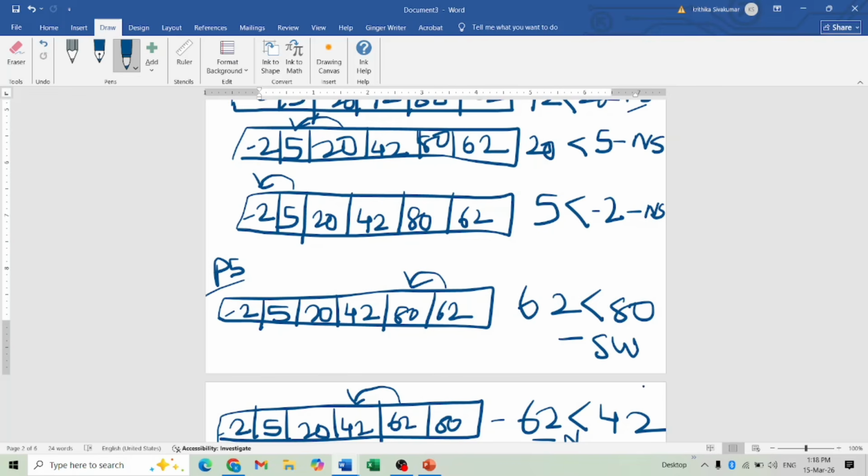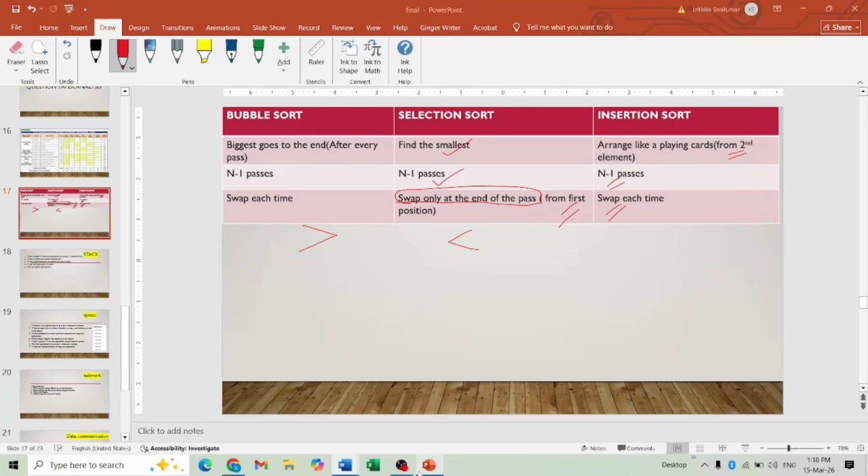Is it clear now? This is the mantra you have to remember. Quickly I'll tell you the mantra. Remember bubble sort: biggest goes to the end after every pass. N minus 1 passes, and you have to swap each time. And which symbol will you be using? Greater symbol.